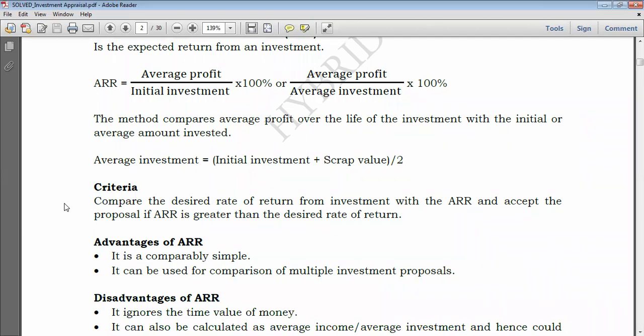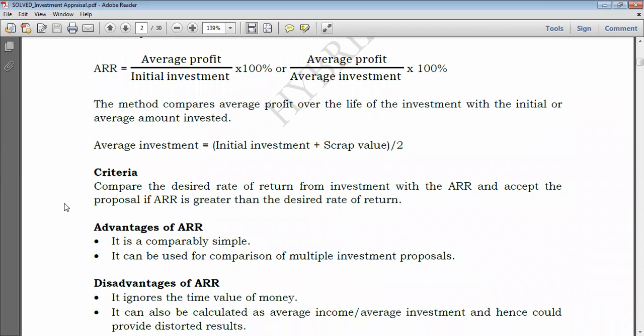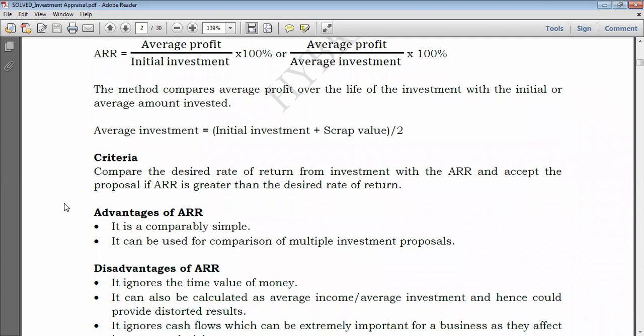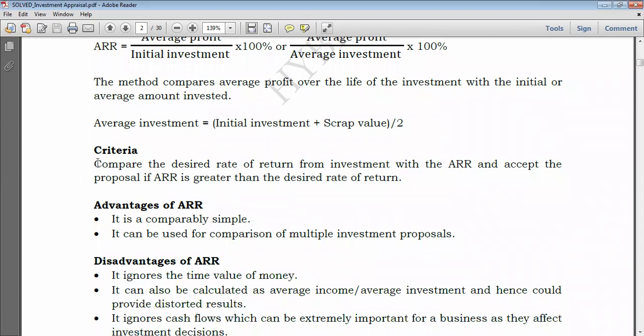So now, we are just trying to perform investment appraisal. Let's say you have computed the ARR, accounting rate of return. Then what? Then what after computing the accounting rate of return? After having done that, you actually have to know whether the project is successful or not. How do you decide on that? We say compare the desired rate of return from investment with the accounting rate of return and accept the proposal if the accounting rate of return is greater than the desired rate of return. It's very much obvious that if the accounting rate of return exceeds the desired rate of return, that means you have actually succeeded, and so the project should be accepted.